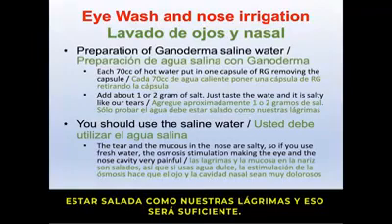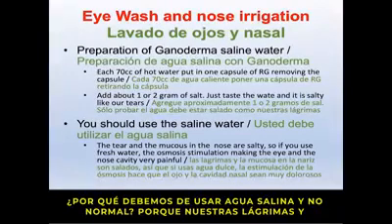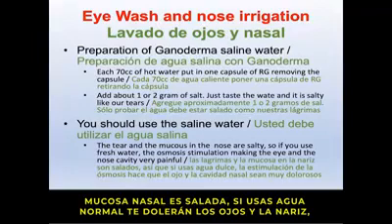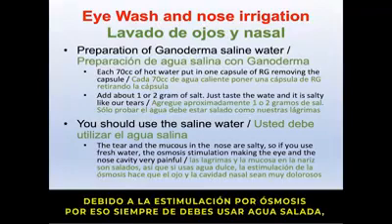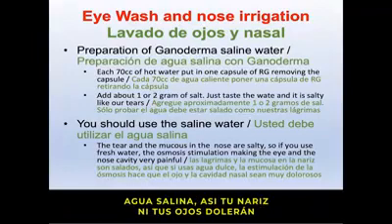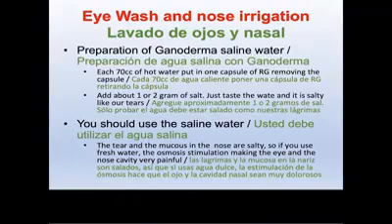Now, why should we use saline water and not normal water? Because our tears and the mucus in the nose are salty. If you use fresh water, your eyes and your nose become very painful due to osmotic stimulation. That's why you should always use salt water or saline water. With saline water, your eyes and your nose will not feel painful.